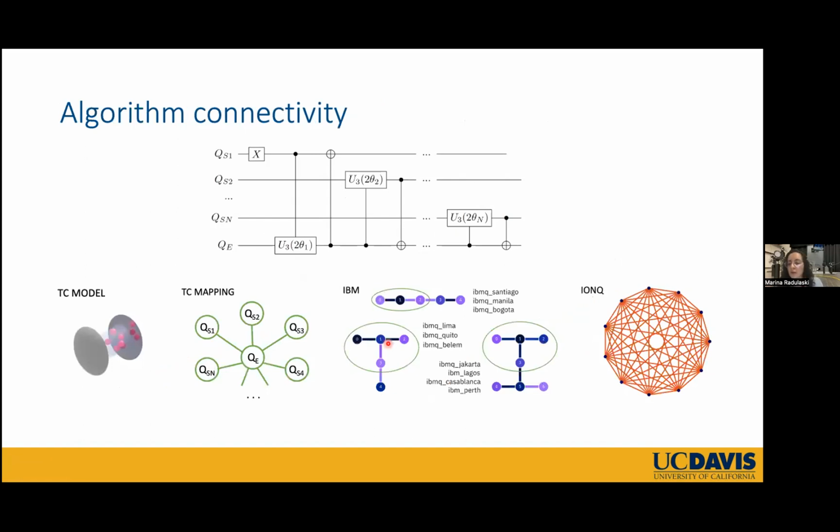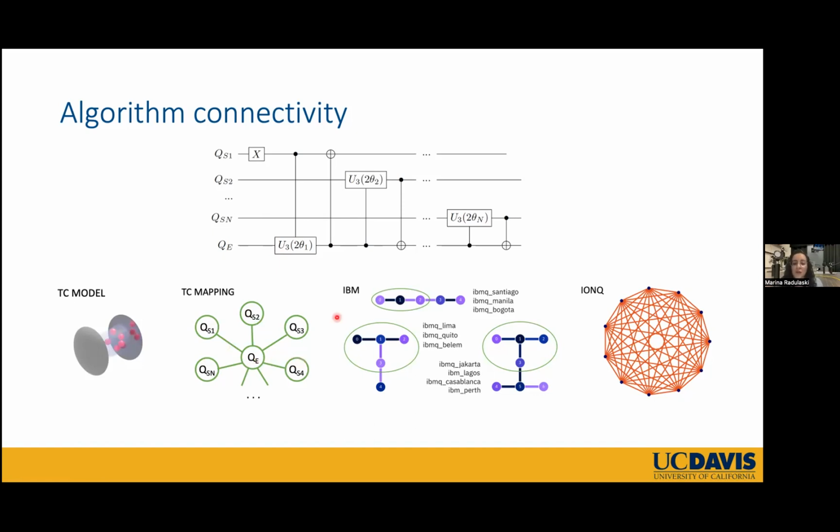So now let's think about how we can implement this quantum algorithm on actual quantum hardware. One of the main considerations is the connectivity. If we look at the connectivity of the algorithm, each system qubit couples to the environment qubit, but not among themselves. This is analogous to what happens in the Tavis-Cummings model, where each atom couples to the cavity mode, but not to one another. So when we map from here to there, we see that we have star connectivity, where in the center we have the environment qubit, and then all system qubits are connected to it.